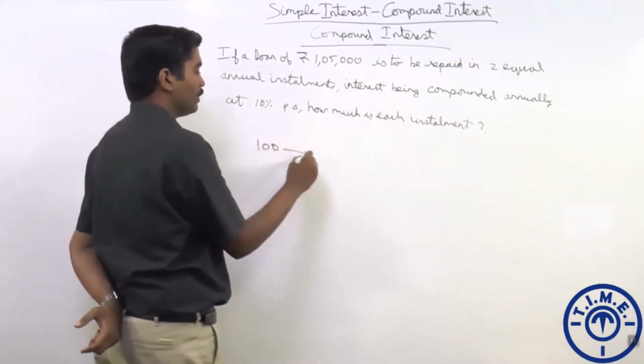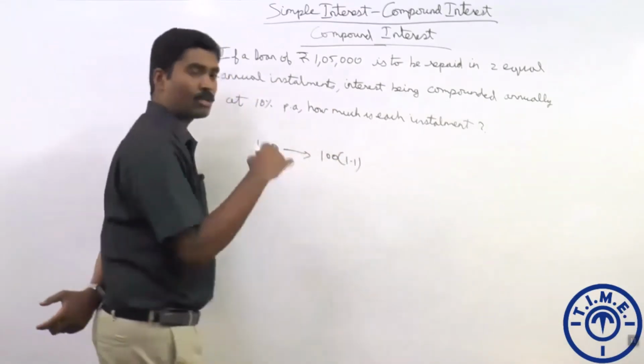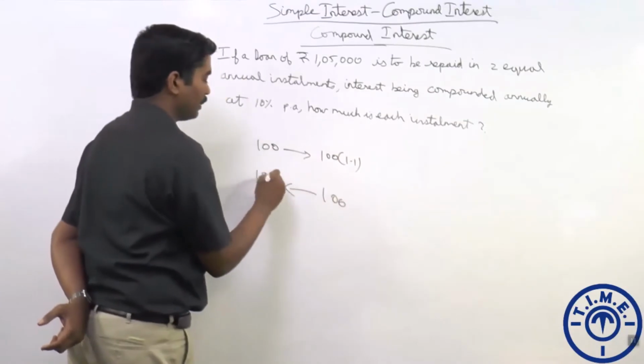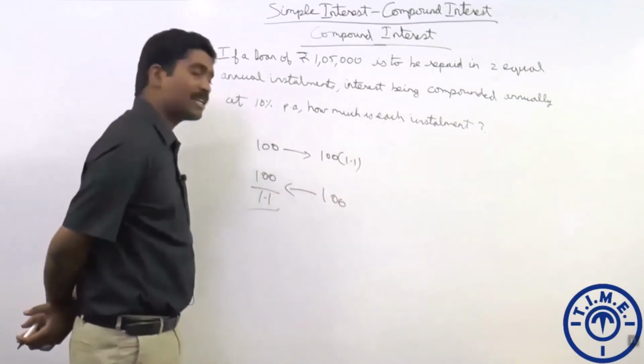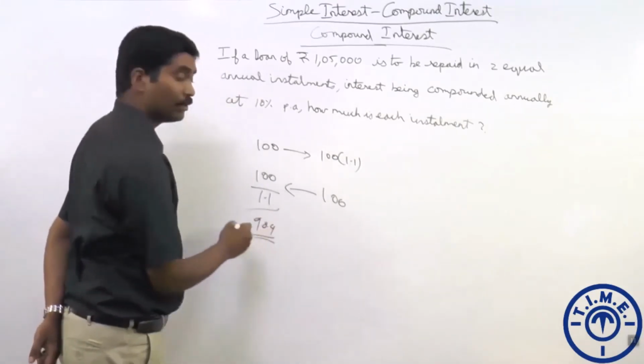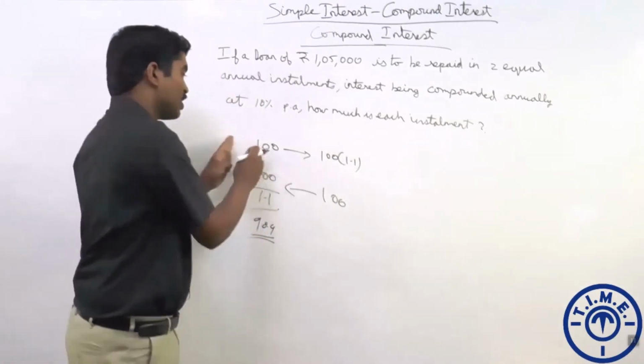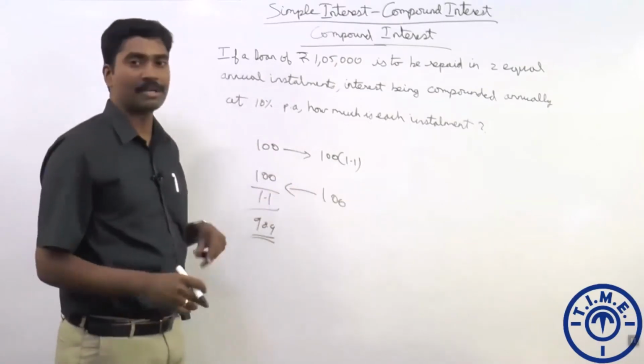So, 100 today, right, is how much 1 year later? 100 into 1.1. So now, drawing the reverse analogy of that, 100 next year is worth only 100 by 1.1 today. That is to say, if you borrow my 100 rupees and you say you'll pay 100 rupees next year, I'll say no, 100 next year is worth only 100 by 1.1 or 90.9 today. If you borrow 100 today, you better pay me 100 into 1.1. So this process from now to the future is called compounding, from the future to the present is called discounting.